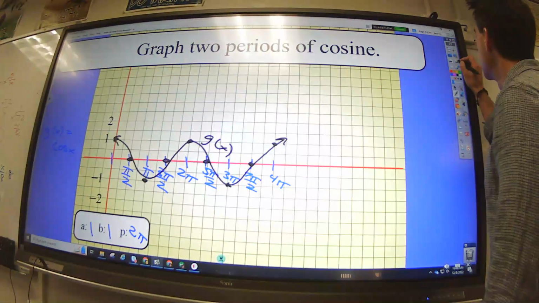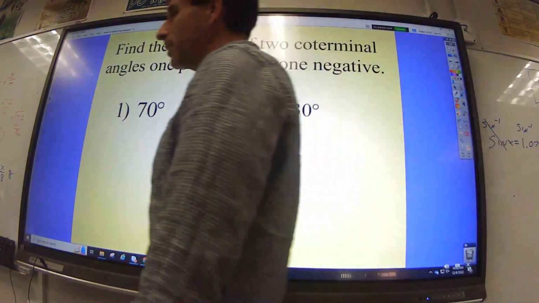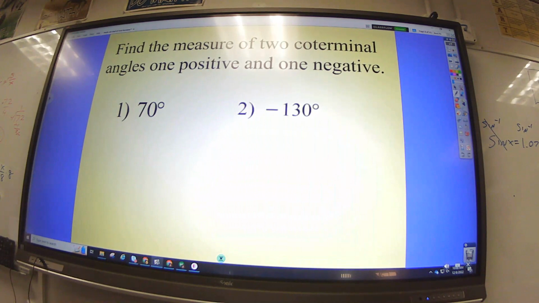Okay, here we go. Find the measure of the two coterminal angles, one positive, one negative. You can use a calculator on this test. How do I solve this? What do I do?